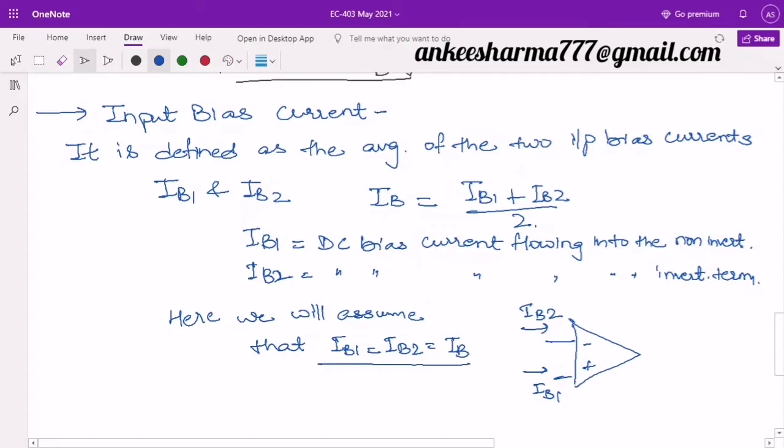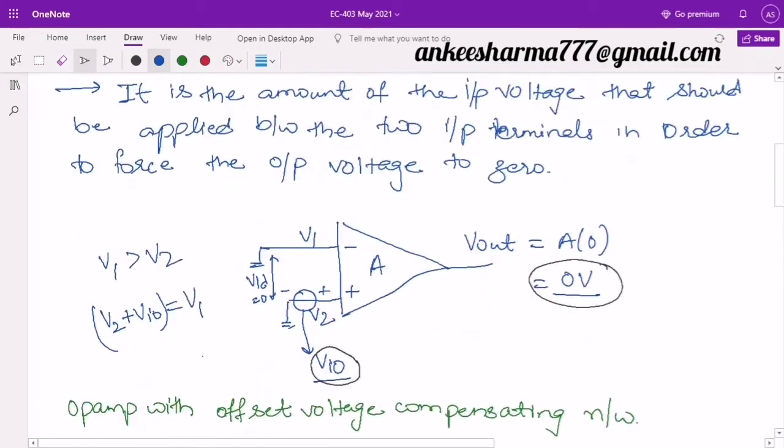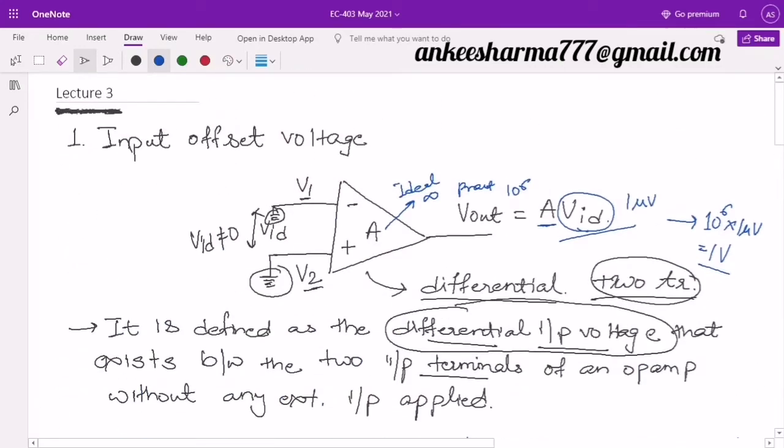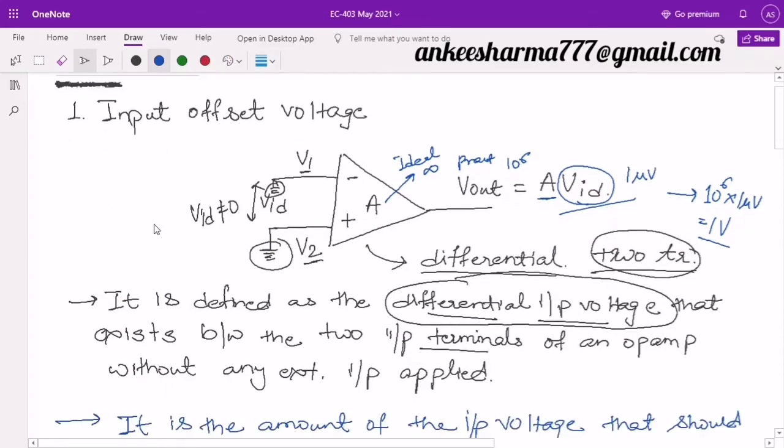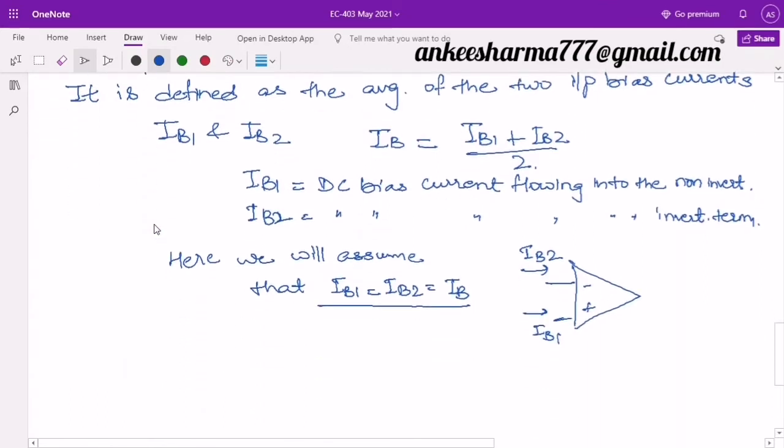As earlier, in the case of input offset voltage, we were not considering any bias current or any other effect. We only considered the input offset effect. So it will be easy here in the case of input bias current if I consider that currents IB1 and IB2 are equal to IB, and the input offset effect has been compensated. Using these two assumptions, let's try to find the effect of input bias current on an operational amplifier and how we can remove it.